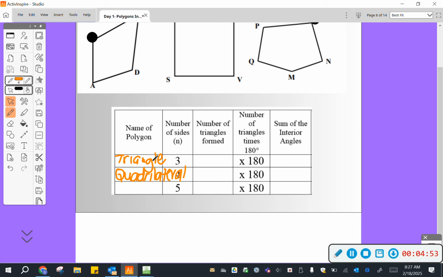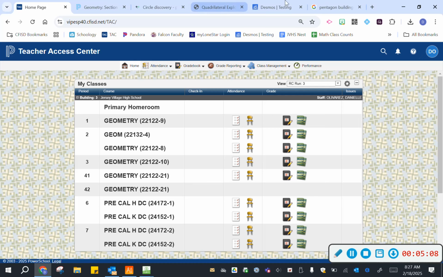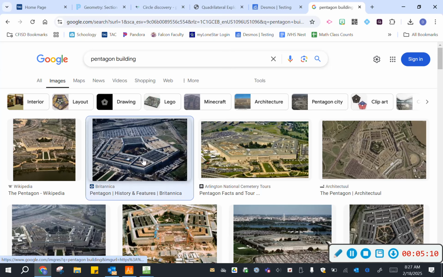Does anybody know what a shape with 5 sides is called? It is a pentagon. Did y'all know that? Have you ever heard of the Pentagon, like in the government? Yeah, it got hit by a plane in 9/11. So this right here is what the Pentagon looks like.